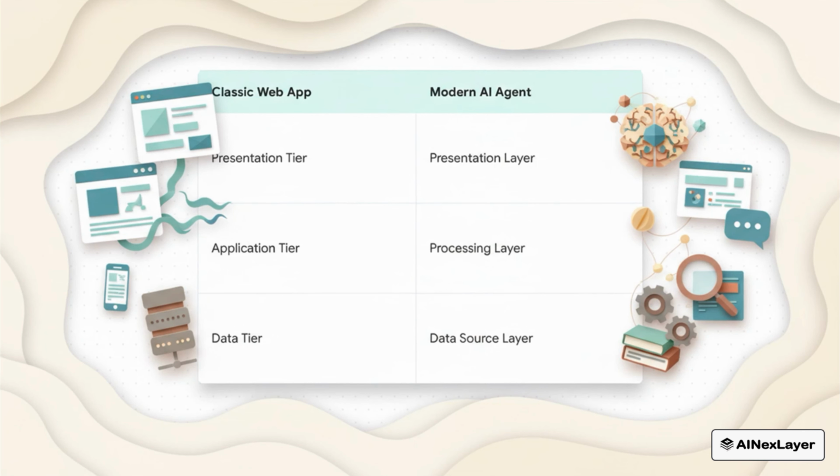Now, this is where it gets really cool. Look how cleanly we can map this classic pattern to our modern AI agents. The classic presentation tier, that's what the user sees. It maps perfectly to the agent's presentation layer. That's how it delivers results. The application tier, which is all the business logic, becomes the agent's processing layer. That's where all the thinking happens. And finally, the data tier, well, that's the data source layer, where the agent goes to get all its information.